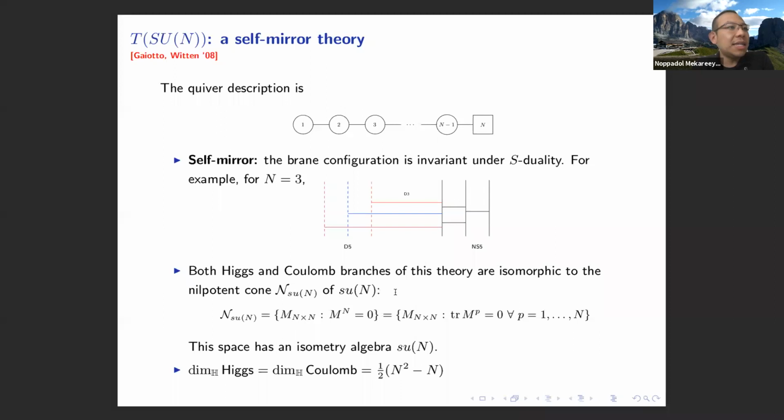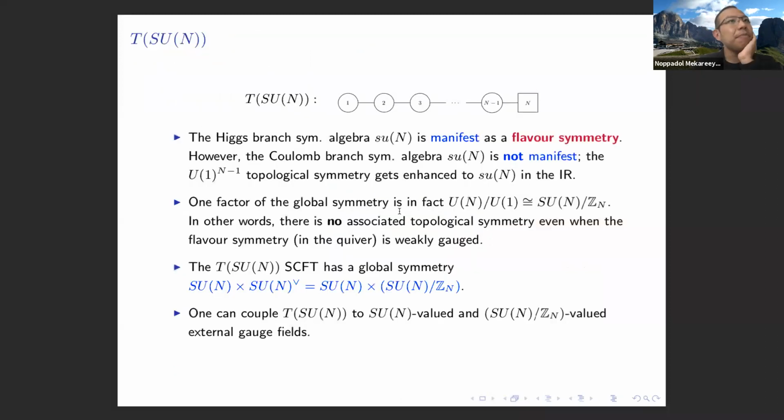And indeed, it is isomorphic to the nilpotent cone of SU(N). Okay, this is the description of the nilpotent cone. Not so important for us. You can check that the Higgs branch dimension and the Coulomb branch dimension are the same. Now the Higgs branch symmetry algebra SU(N) is manifest as a flavor symmetry.